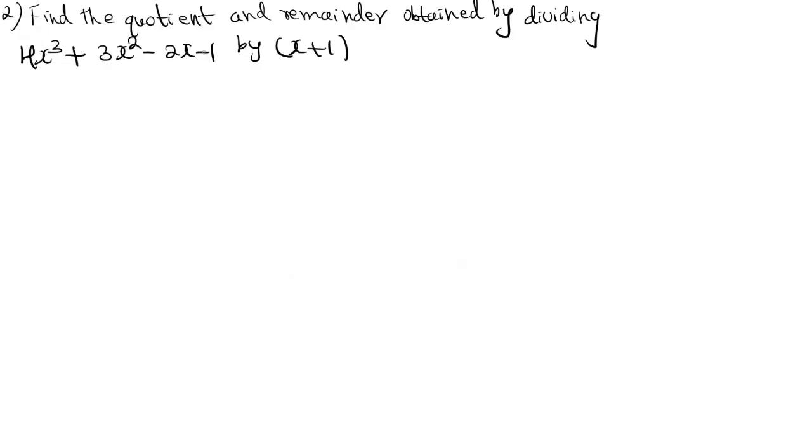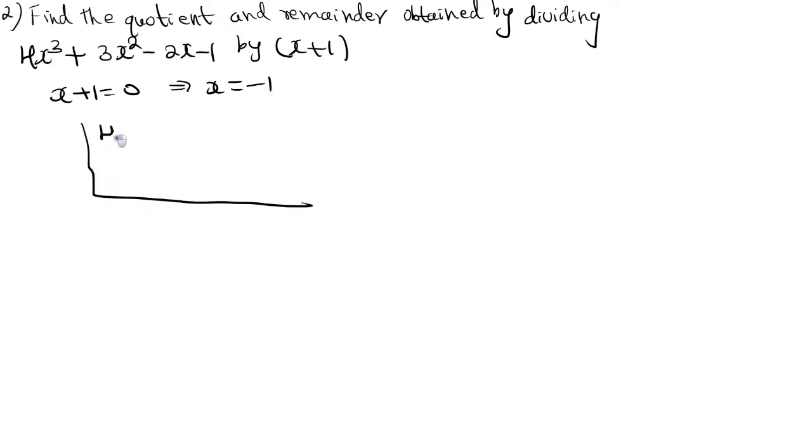See the next question. Find the quotient and remainder obtained by dividing 4x cube plus 3x square minus 2x minus 1 by x plus 1. See, what's the first step? First step is write x plus 1 equal to 0. This implies x value is equal to minus 1. Then use synthetic division method.